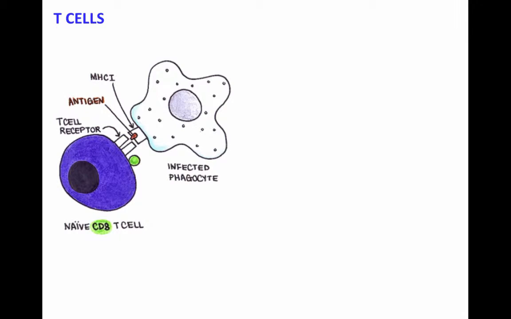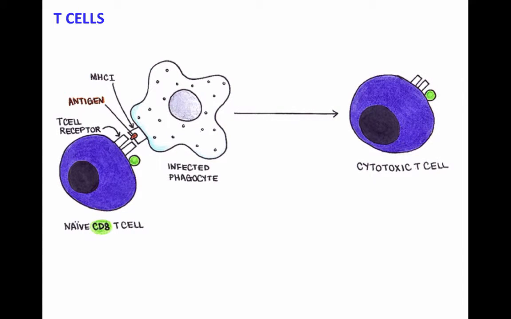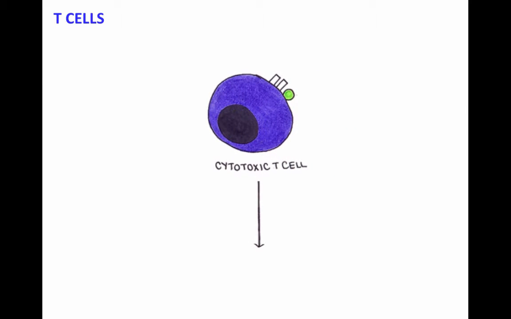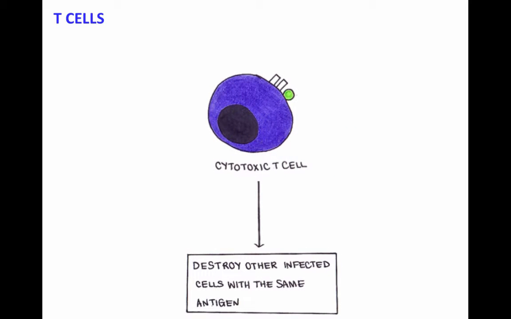The naive CD8 positive T cells are activated by an infected phagocyte like a macrophage. The infected phagocyte presents the antigen on an MHC1 molecule. This is a major histocompatibility complex type 1. This process activates the naive T cell into a cytotoxic T cell, whose function is to destroy other infected cells presenting the same antigen.